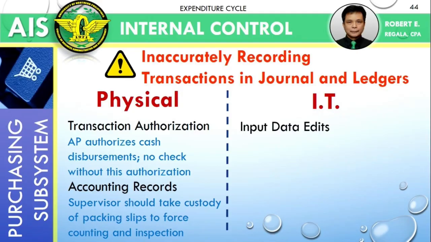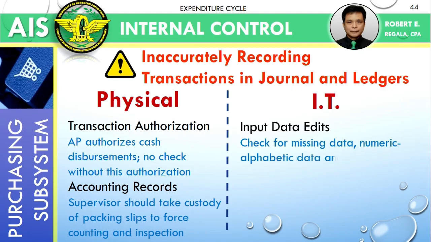Input controls are edits that focus on the integrity of transaction data being entered into the application. The following edits are programmed into the system to minimize the risk from data input errors. 1. Controls including checks for missing data, numeric and alphabetic data, and invalid data values will reduce the risk of undetected data entry errors by clerks in the AP, Inventory Control, Receiving, and Cash Disbursements departments.